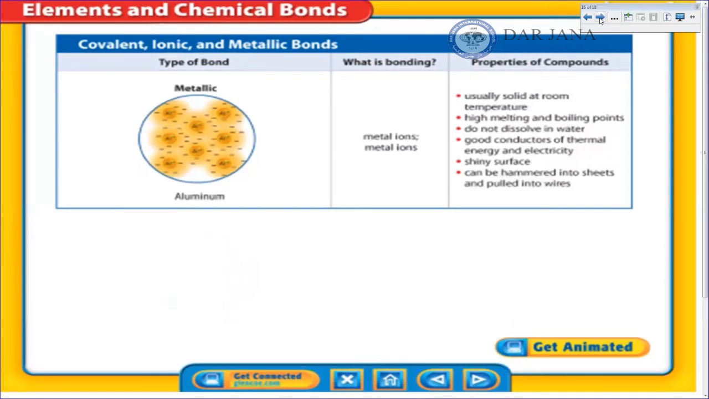Now, metallic compounds, like aluminium, are just metal ions with metal ions of the same metal. Their properties: they are solid at room temperature. They have high melting and boiling points. They do not dissolve in water. They are good conductors of thermal energy and electricity. They have a shiny surface. They can be hammered into sheets or pulled into wires. Here you must remember malleability and ductility.